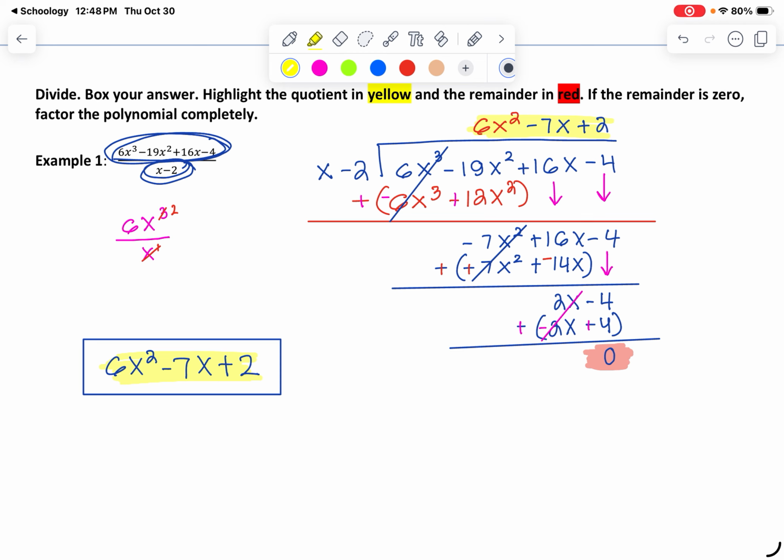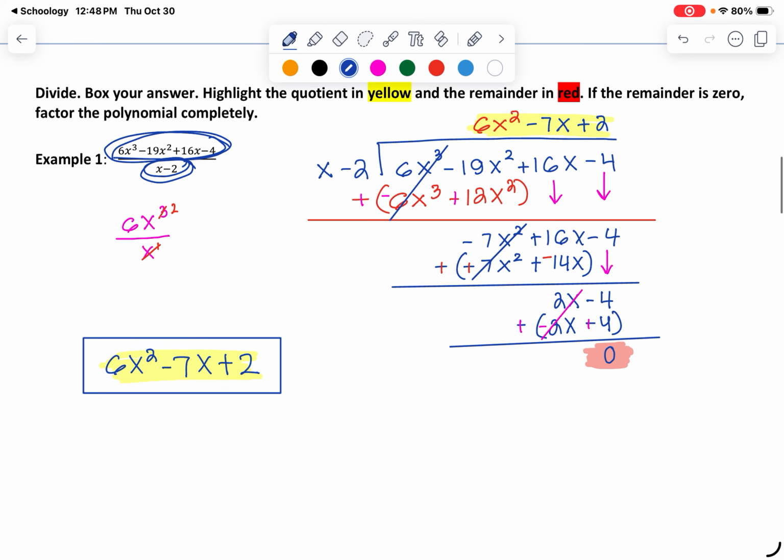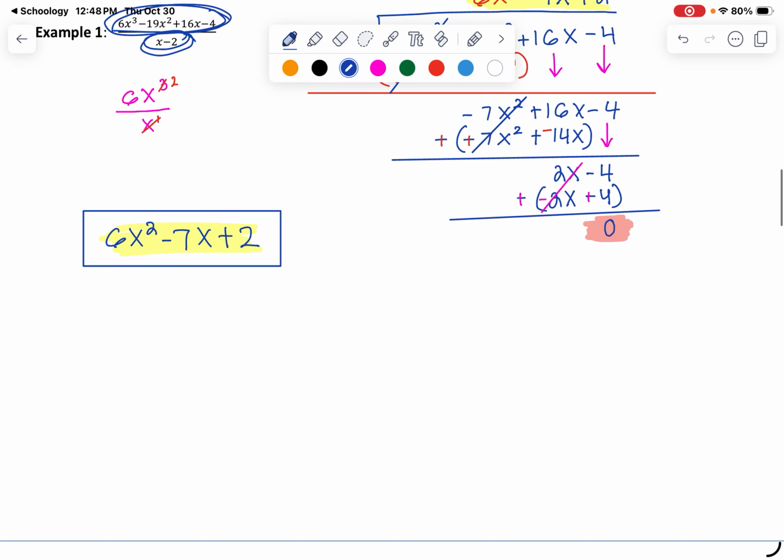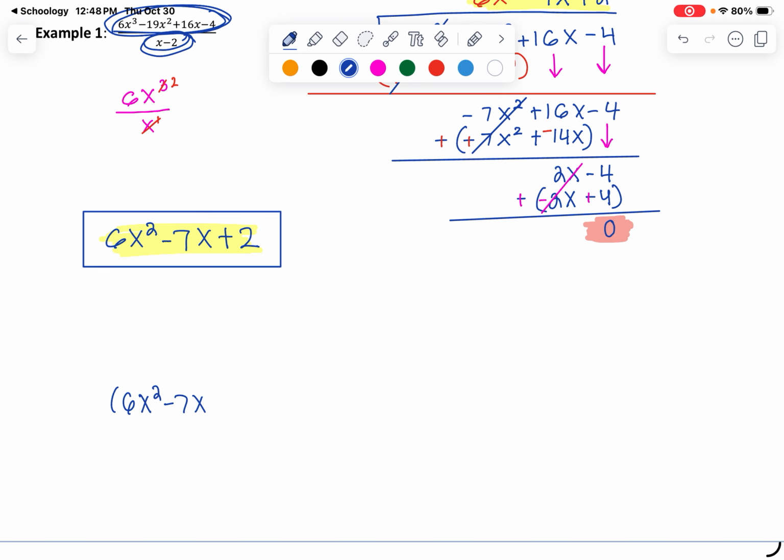Now these directions also say if the remainder is 0, then completely factor the polynomial. This is just extra practice, technically, okay? So let's factor the polynomial completely. So we started off with 6x cubed minus 19x squared plus 16x minus 4, and we have it factored to 6x squared minus 7x plus 2 times x minus 2, right? This times this is equal to this. We have it factored to so far.